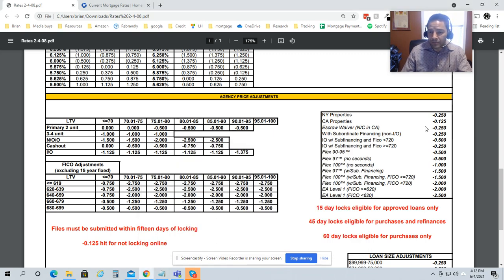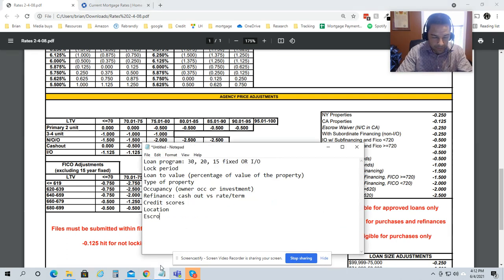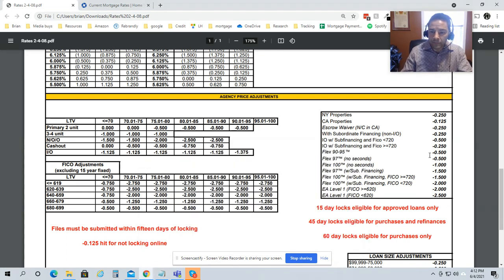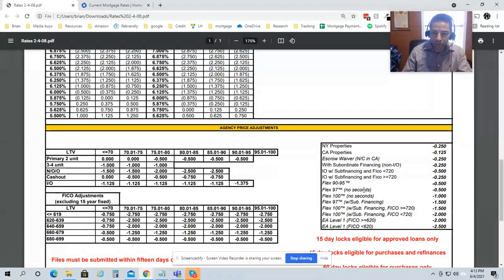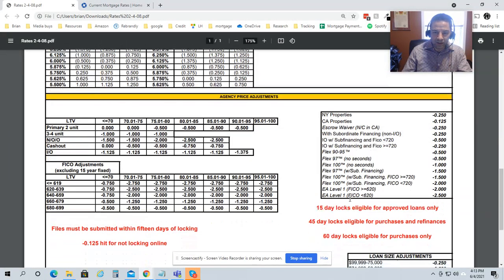Escrow waiver. We really don't do escrow waivers anymore, but if you didn't want to escrow your taxes and insurance as part of your mortgage payment, there'd be an adjustment there. Subordinate financing, that's kind of less and less common, but if you're taking out a second mortgage with it, then there's an adjustment to the pricing. All of these are loan programs that this particular lender offered, so we'll just consider that under loan programs, okay?